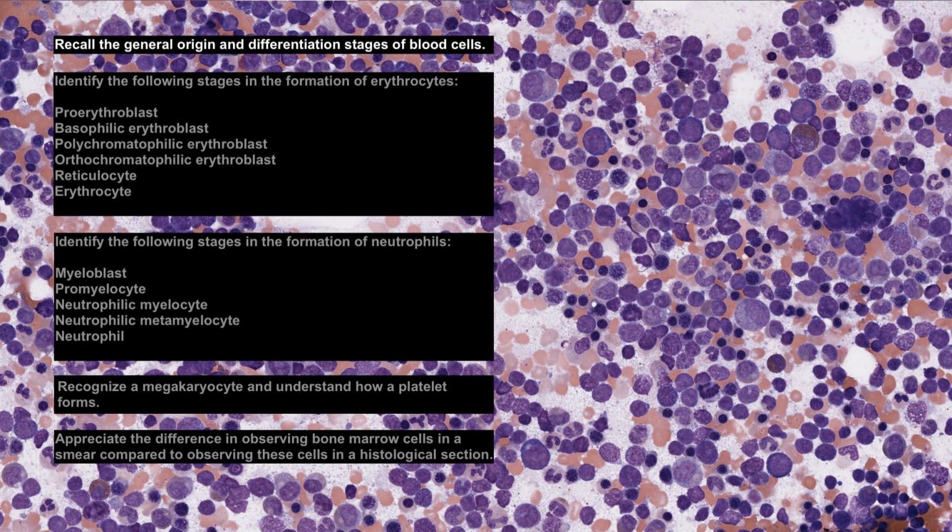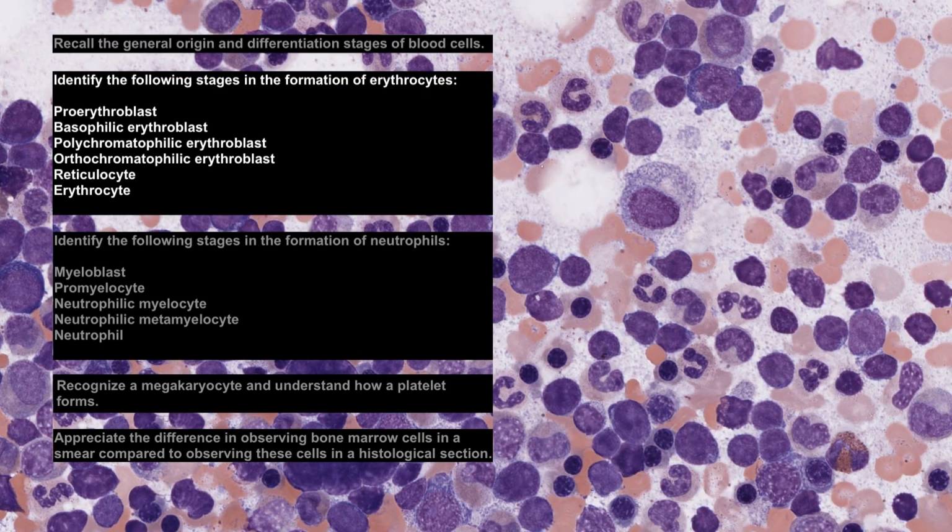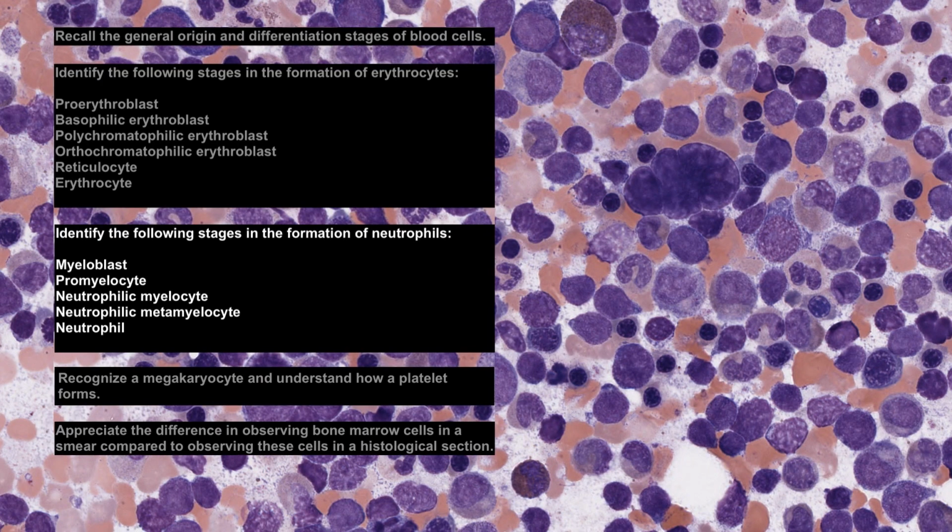At the end of this lecture series, you should be able to recall the general origin and differentiation stages of blood cells and identify the following stages in the formation of erythrocytes. Those stages are listed below. Be able to identify the following stages in the formation of neutrophils, and those stages too are listed below.